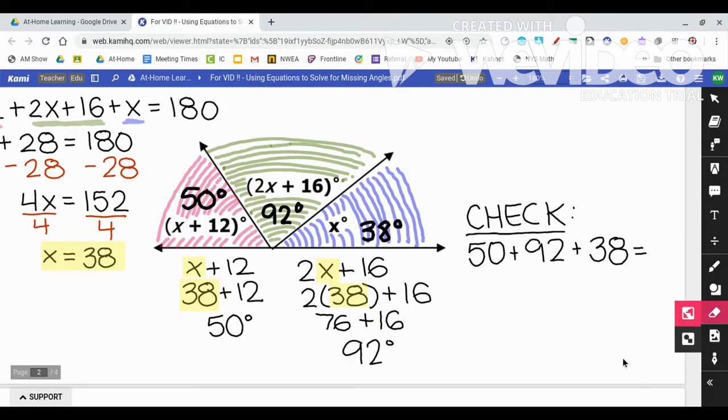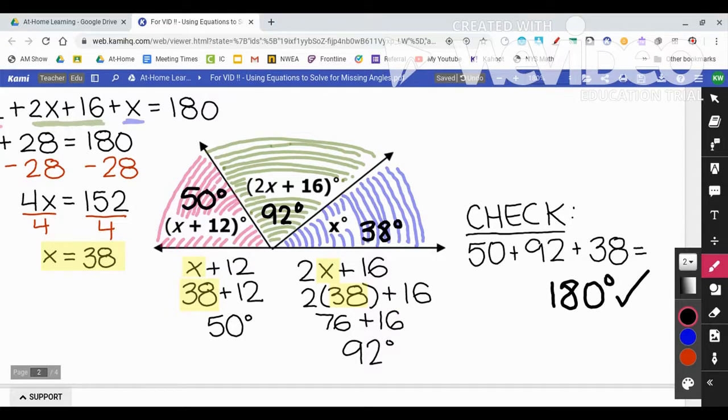Now, I said these angles are supplementary, so if I add them all together, they should add up to 180 degrees, which they do, which means that I did this correctly.